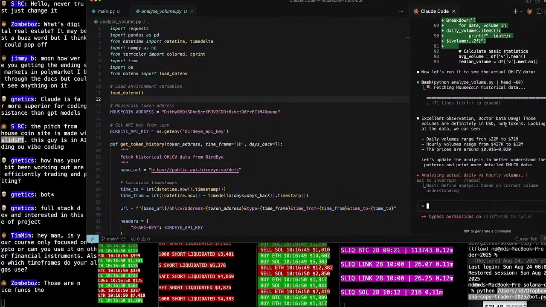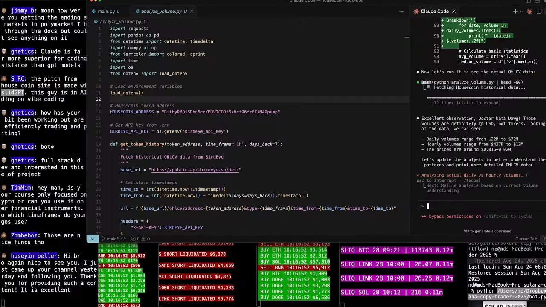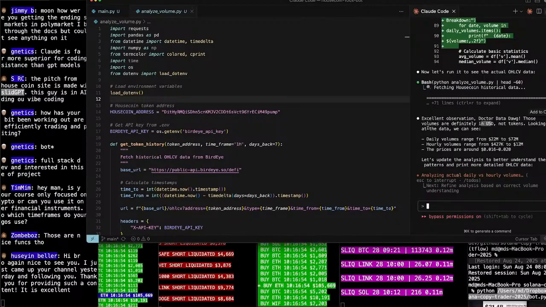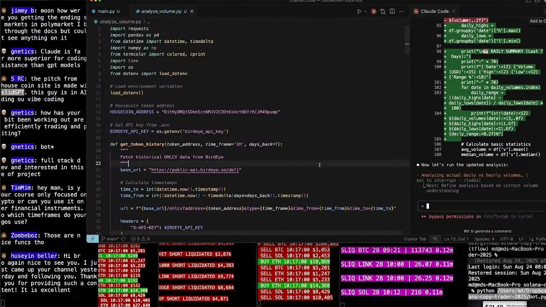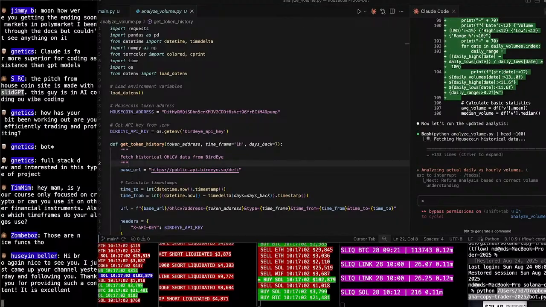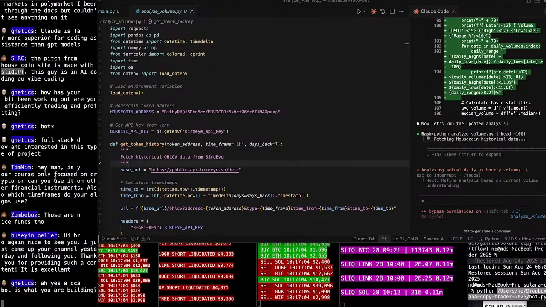Excellent observation, Dr. Data Dog. Those volumes are definitely in USD, not tokens. Looking at the data, we can... okay, so maybe she was looking at it in the amount of tokens. Full stack dev, nice, dude. What type of dev do you do, bro?